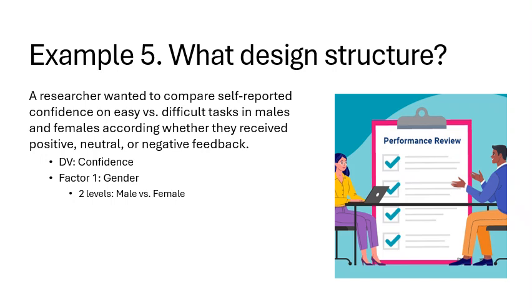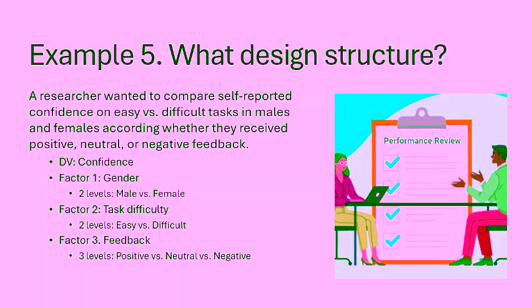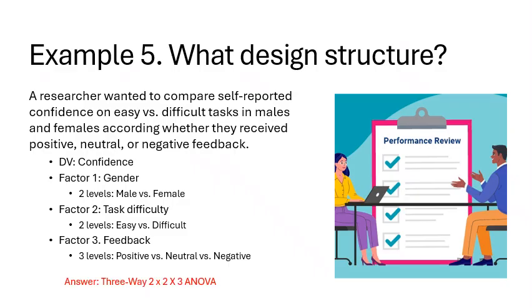Factor 1 is gender, and once again we have these 2, male and female, identified for reasons I talked about in the previous lecture. And then task difficulty, easy versus difficult, 2 levels, and feedback, 3 levels, positive, neutral, and negative. So once again, I named the variables. They weren't explicated clearly. And we would see we have a 3-way ANOVA because we have the 3 factors, and it's a 2 by 2 by 3 ANOVA because of the numbers of levels within each factor. And so that captures that work.